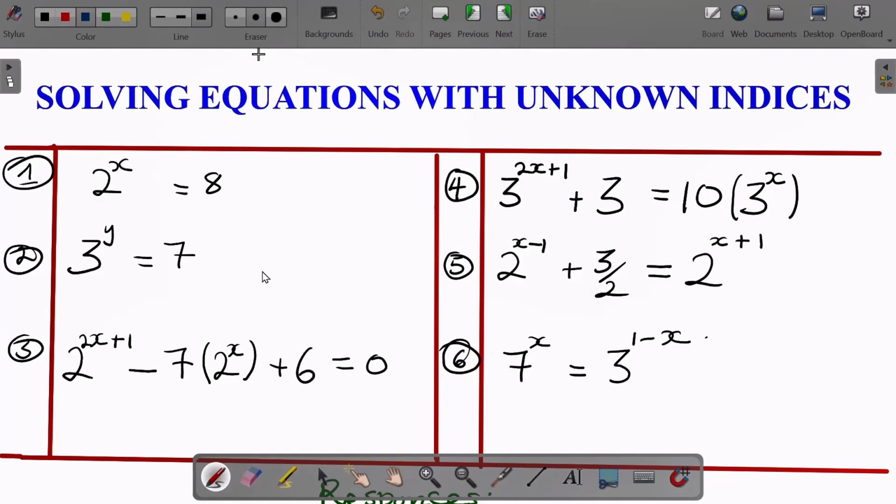In this presentation, we are going to talk of solving equations with unknown indices. And this is our third presentation about indices.